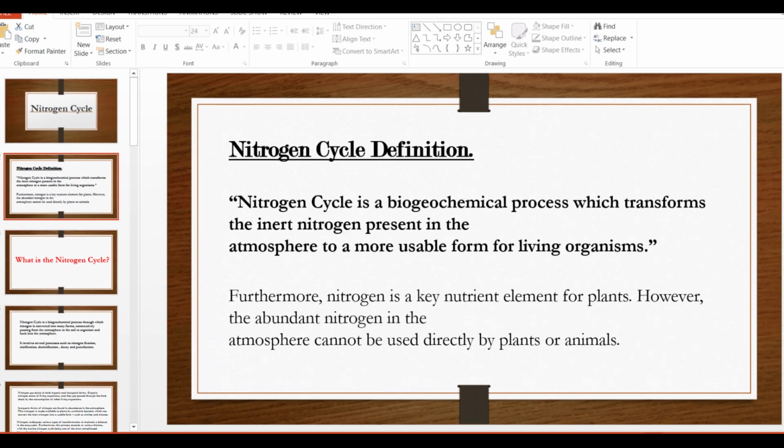Nitrogen cycle definition. Nitrogen cycle is a biogeochemical process which transforms the inert nitrogen present in the atmosphere to a more usable form for living organisms. Furthermore, nitrogen is a key nutrient element for plants. However, the abundant nitrogen in the atmosphere cannot be used directly by plants or animals.